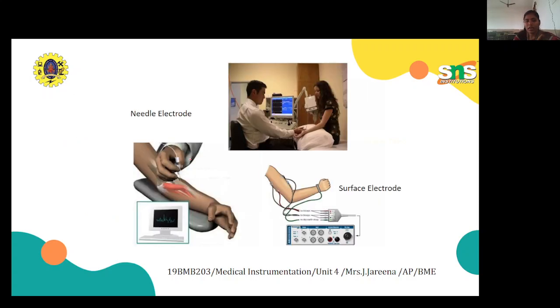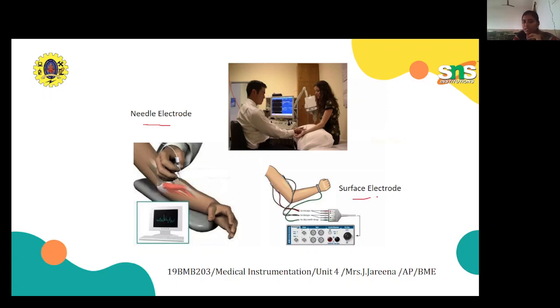So again I am discussing this in detail. See here we are using the needle electrode. What we are doing is inserting it inside the muscle so that the needle will make direct contact with a particular or specific single fiber of the muscle. By doing it this way, we are able to tap the specific muscle fiber action potential.